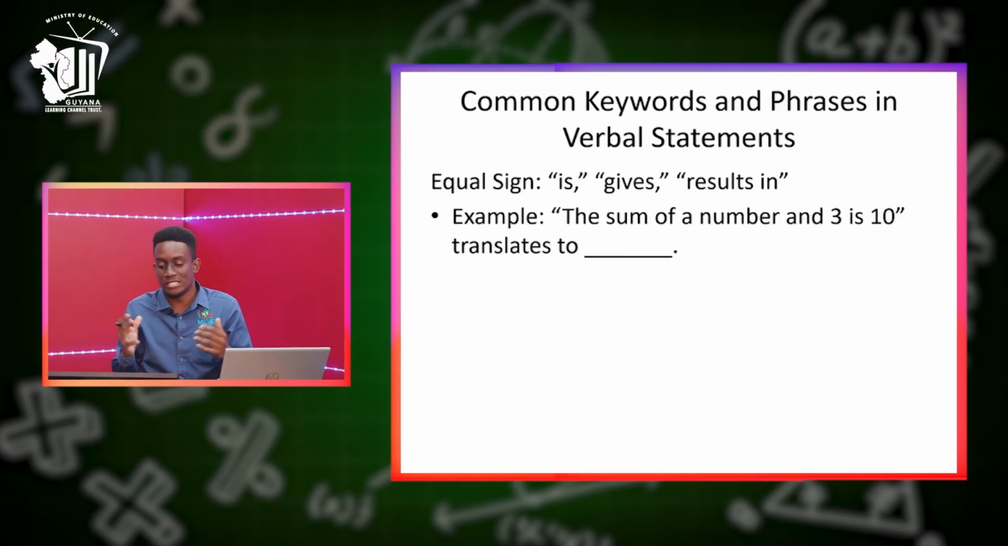Next, we will have the equal sign. Instead of seeing equal to, you will see phrases and words such as is, gives, or results in. For this example, it says, the sum of a number and 3 is 10. This is telling you that this part is equal to 10. The sum of a number and 3, we don't know what the number is, so this could be x plus 3 is 10. So this is equal to 10. And that's how you can translate that statement.